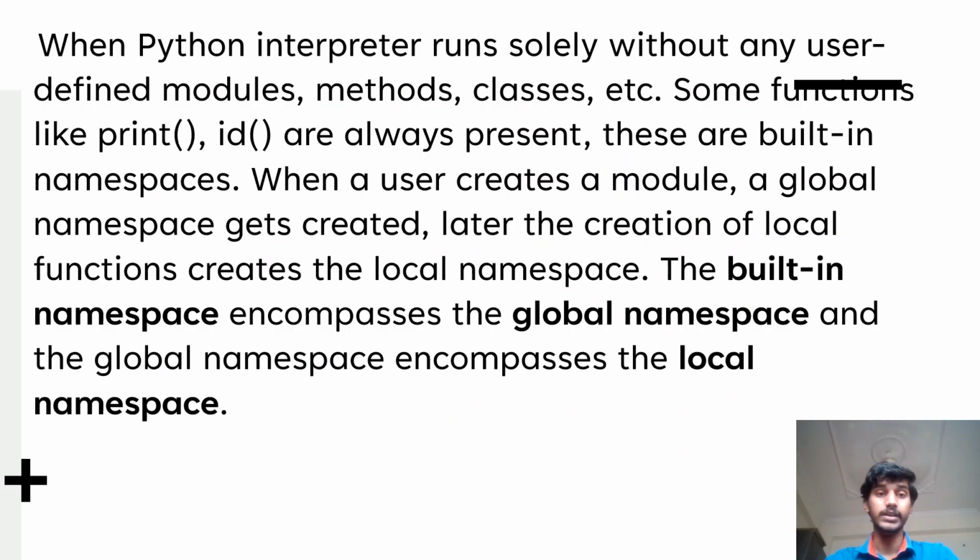When the Python interpreter runs solely without any user-defined modules, methods, classes, etc., some functions like print and id are always present. They are built-in namespaces. When a user creates a module, a global namespace gets created. Later, the creation of a local function creates the local namespace. The built-in namespace encompasses the global namespace and the global namespace encompasses the local namespace.